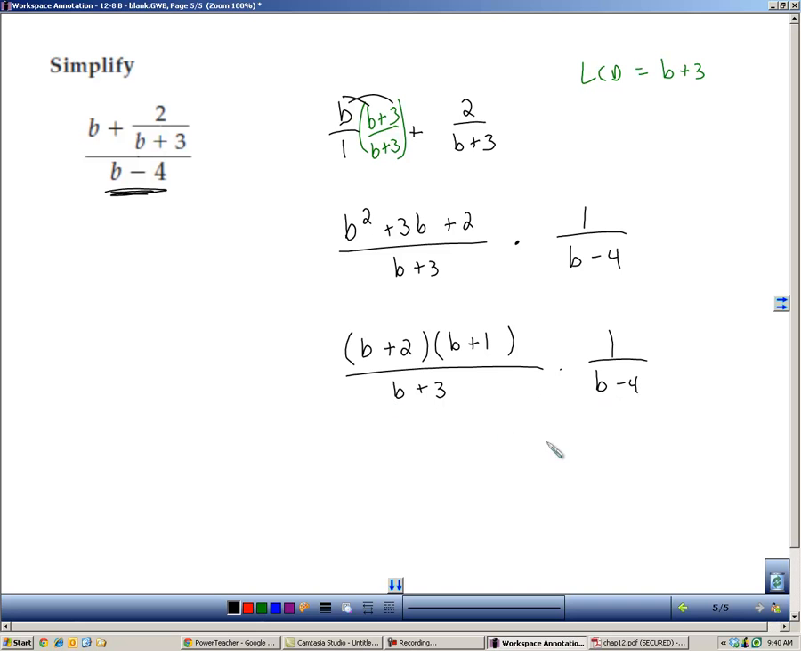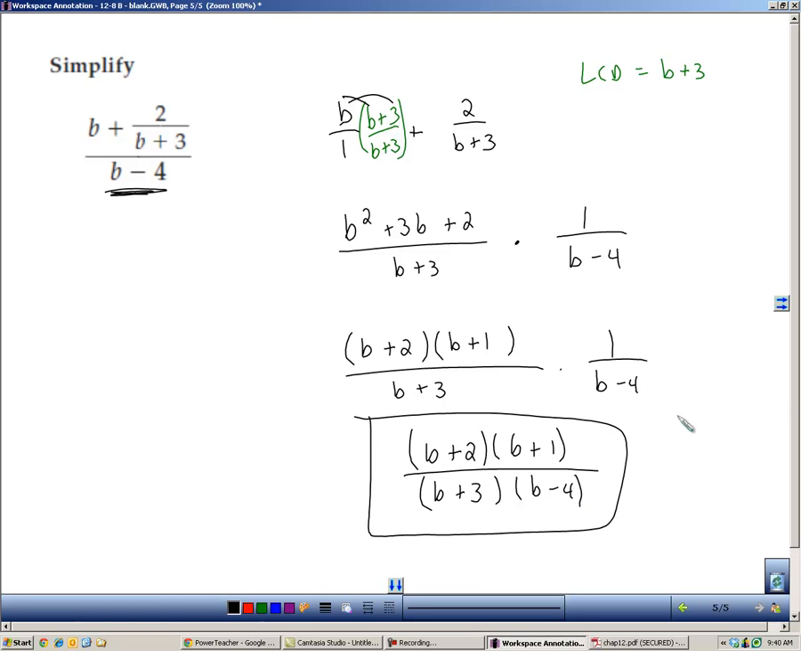Now there's nothing that cancels, so all I can do is multiply all of those binomial factors by each other, and the denominator b plus 3 times b minus 4. You can't cancel any pieces of it, so that's going to be my final solution.